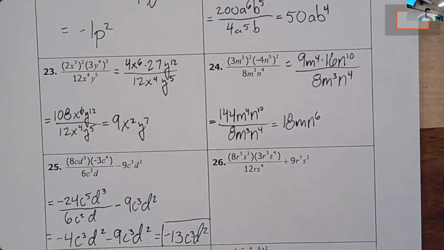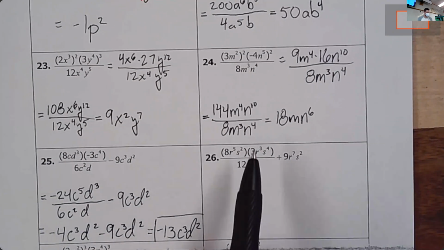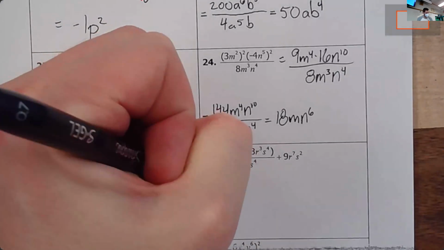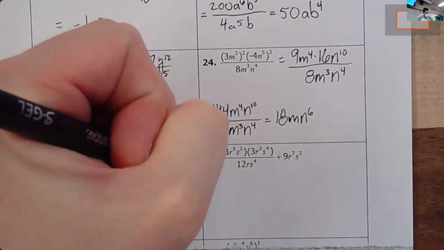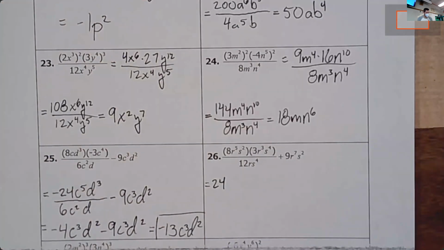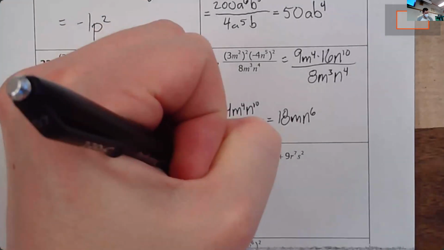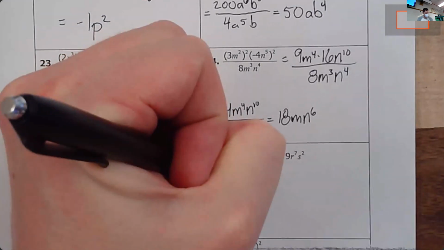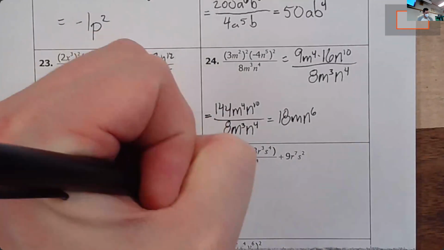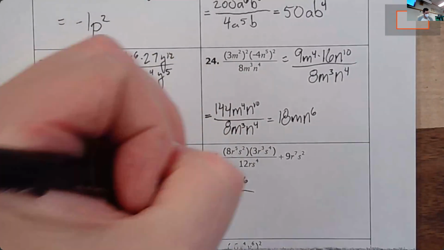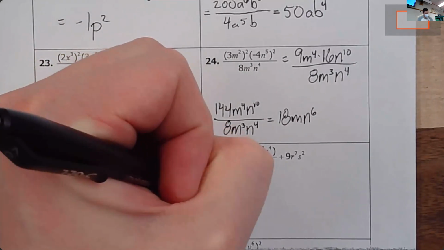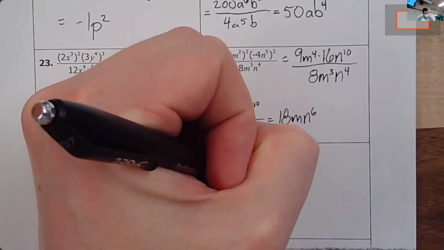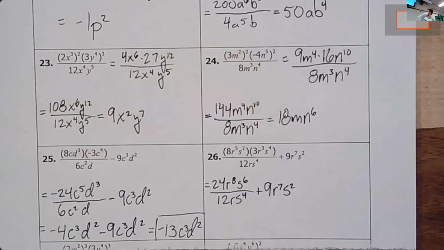There's no power rule on this one because there are no exponents on the outside of the parentheses. So 8 times 3 is going to be 24. R to the 5th, R to the 3rd would be R to the 8th. Add those exponents. S squared, S to the 4th, add those exponents is S to the 6th. Over 12R S to the 4th plus 9R to the 7th S squared.